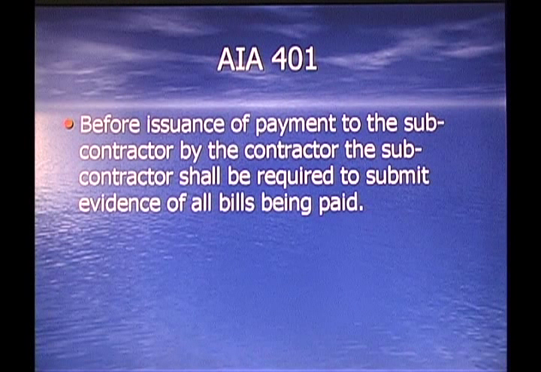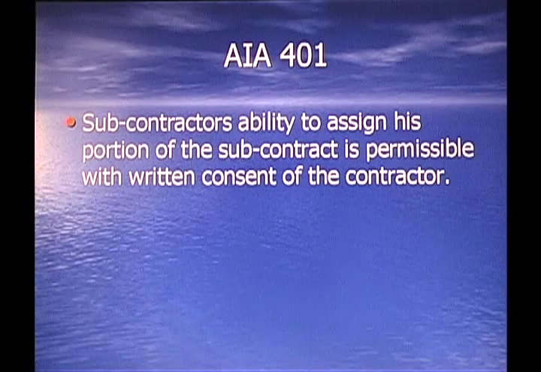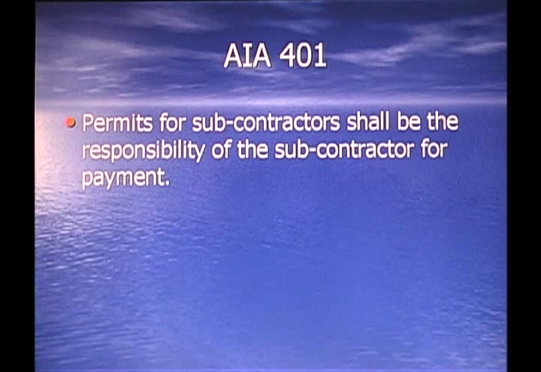Before issuance of a payment to the subcontractor by the contractor, the subcontractor shall be required to submit evidence of all bills having been paid. So he's going to need waivers of liens or paid receipts. The subcontractor's ability to assign his portion of the subcontract is permissible with written consent from the contractor. Permits for the subcontractor's work shall be the responsibility of the subcontractor for payment. So any subcontractor permits that are required to be pulled, such as plumbing, air conditioning, stuff like that, the subcontractor is going to have to pull them.